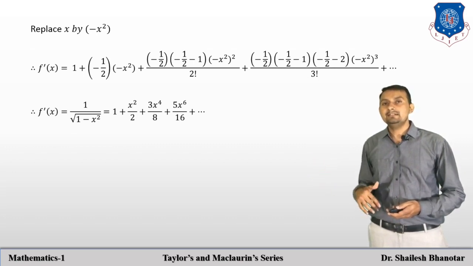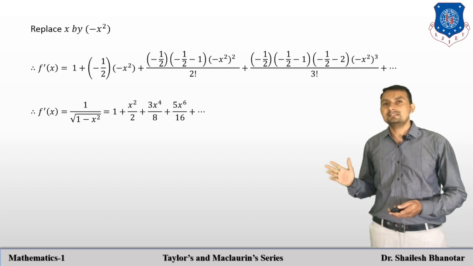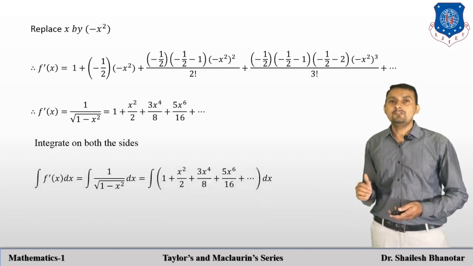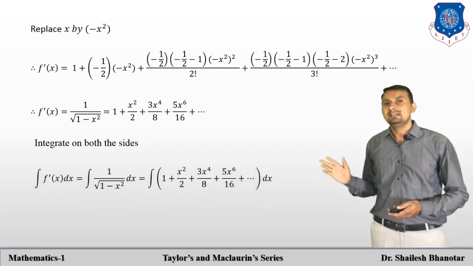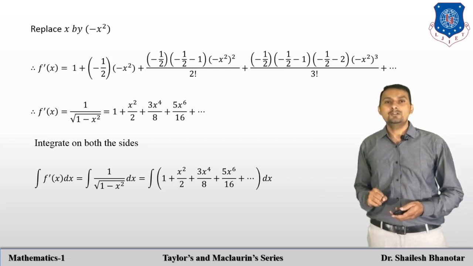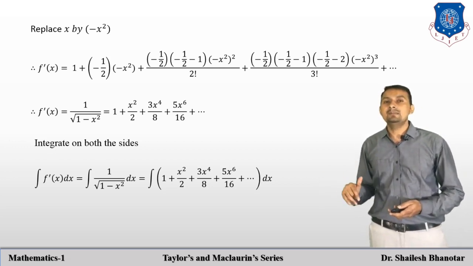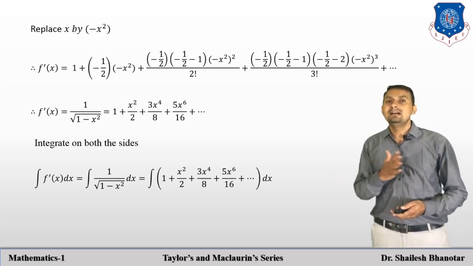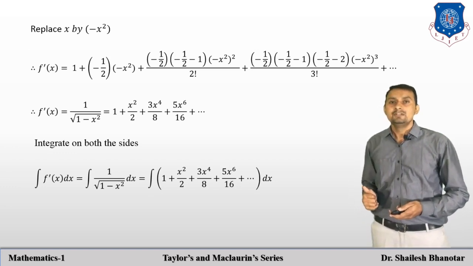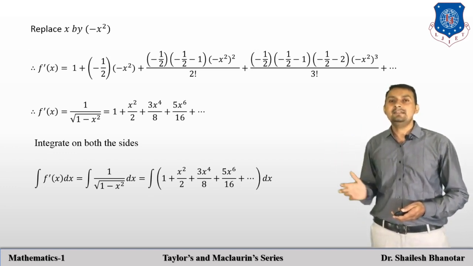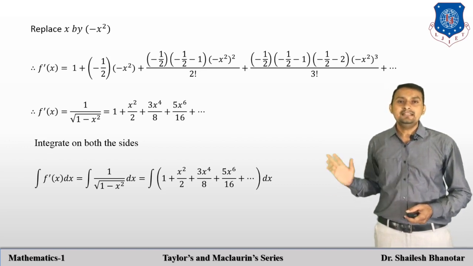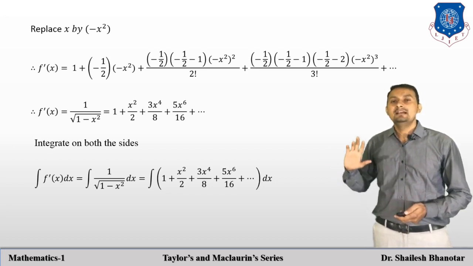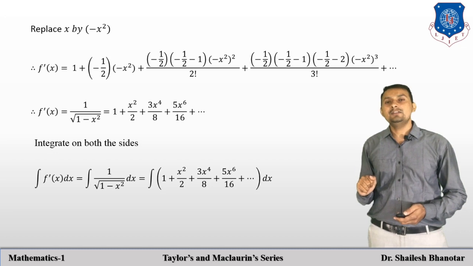But what we are using here is the integration and differentiation concept. So first we integrate with respect to x. So we get integration of f dash x into dx is equal to integration of 1 divided by under root 1 minus x square into dx, is equal to integration of 1 plus x square by 2 plus 3 into x raised to 4 divided by 8 plus and so on, and we are integrating with respect to x. We know that integration and differentiation are both antiderivatives of each other. So integration of f dash x into dx is going to be the function f of x.